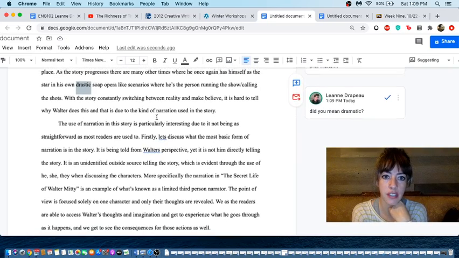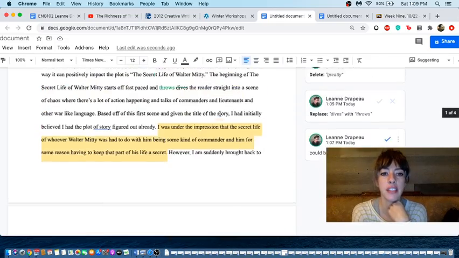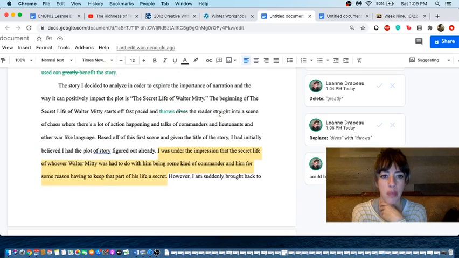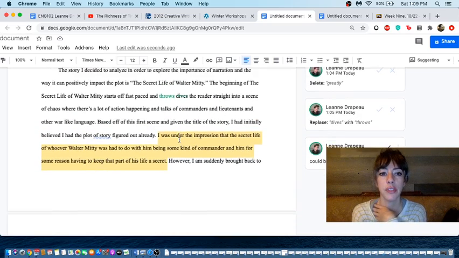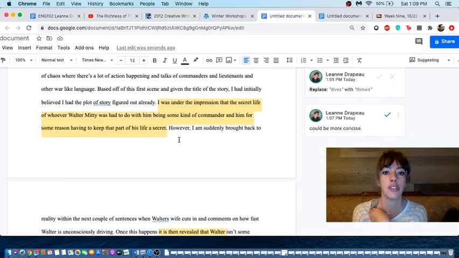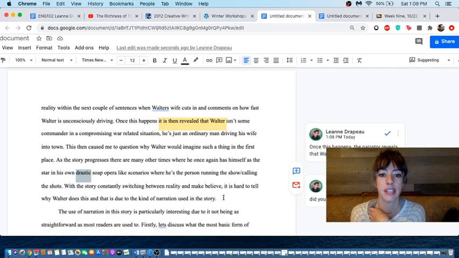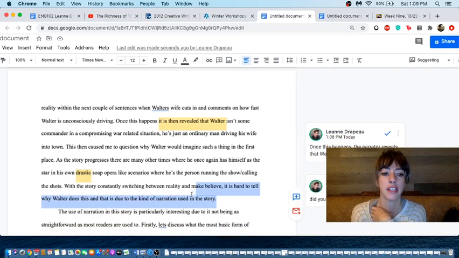With the story constantly switching between reality and make-believe, it's hard to tell why Walter does this, and that is due to the kind of narration used in the story. So this is an interesting intro. It's a bit of a long paragraph, but I think it works. What we're doing is getting introduced to the story through the writer's impression and understanding of the story, right? And then we're landing in this place of now the writer is going to reveal to us how narration works in the story. They're leading up to this.